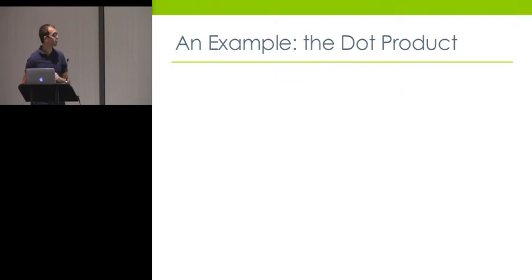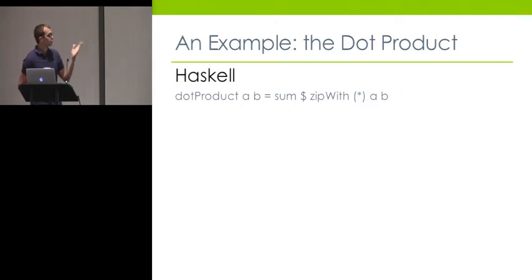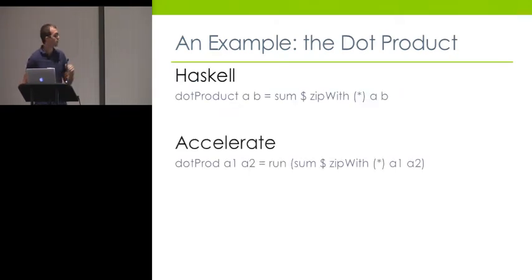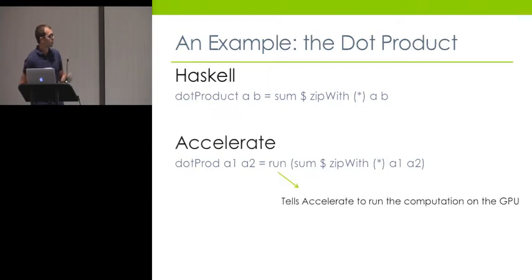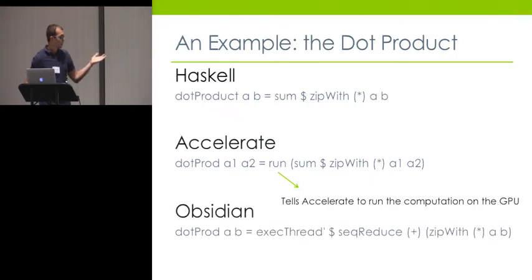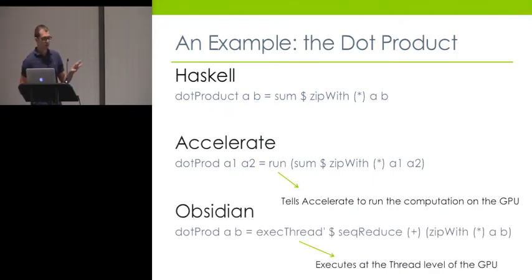So just a small example here. This is how we do, say, dot product in Haskell. Accelerate is very similar. We just have one run function that tells us that this would be running on the GPU, or for that matter, any other backend that Accelerate provides. Obsidian is a bit different, and important here is to know that this function, execthread, is the one telling us that we are going to run this function at the thread level of the GPU.